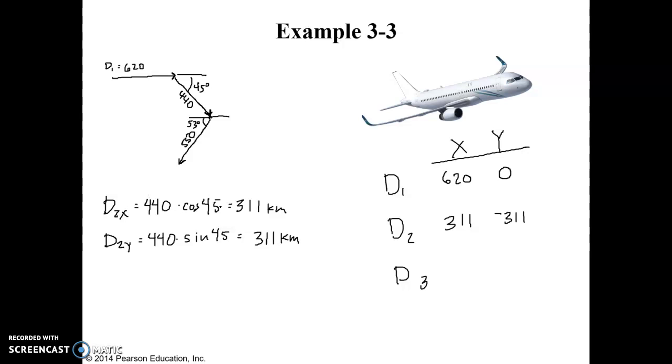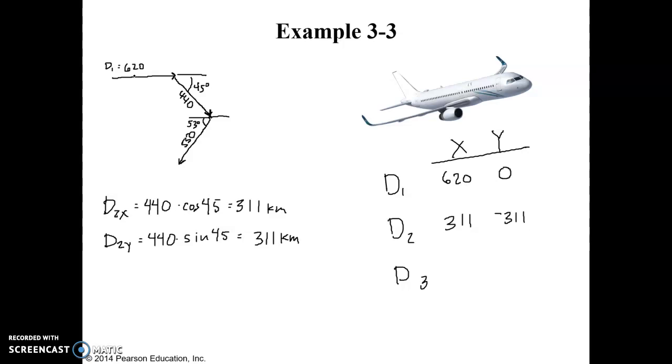Okay, so the last video cut me off at the 15-minute mark, but in the middle of this example 3.3, we are looking at using the method of components to add three vectors. What we had done so far is we had sketched out a diagram here of our three vectors: 620 kilometers east, 440 kilometers at an angle 45 degrees south of east, and then 550 kilometers at an angle of 53 degrees south of west. So what we need to do is break each of them down into their x and y components.